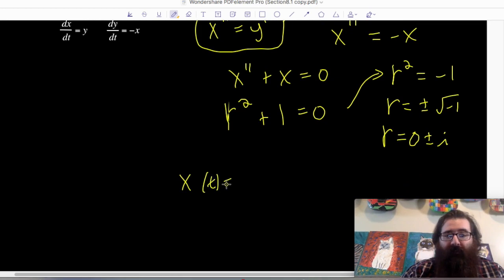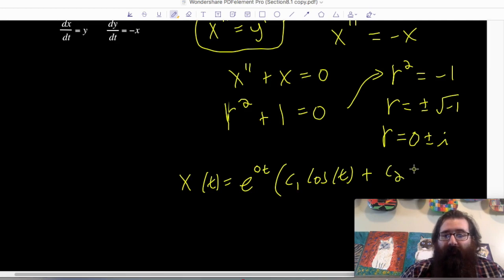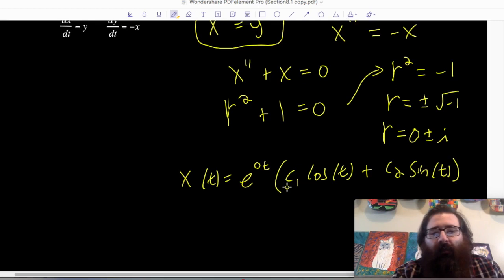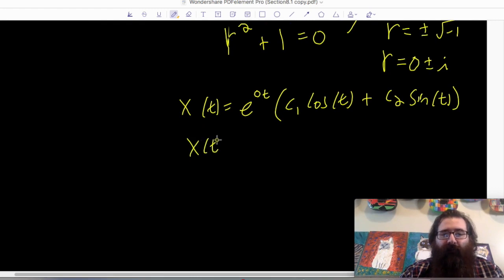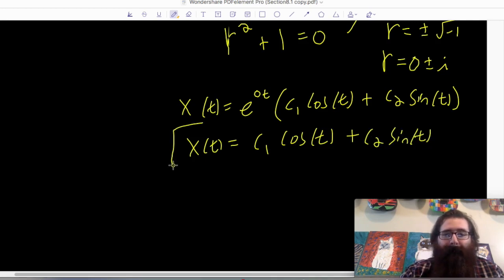x at t is e to the 0 t times some constant c sub 1 cosine t plus some constant c sub 2 sine t. And that e to the 0 t is just 1. So here we're just left with x, a function of t, is c sub 1 cosine t plus c sub 2 sine t.